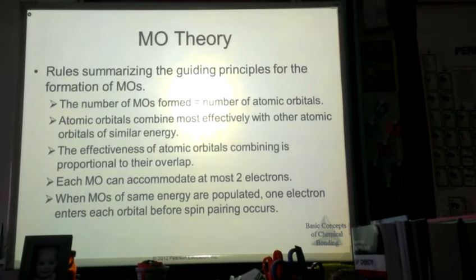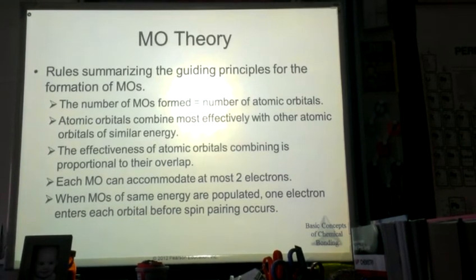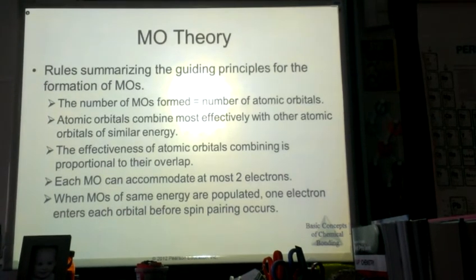Then it says the effectiveness of atomic orbitals when they combine is proportional to their overlap. So remember that balance that we talked about in the video yesterday. There's a balance of how much distance needs to be between the 2 nuclei, so that I can minimize the electron repulsion and the nuclear repulsion between the 2 nuclei. So there's a certain way that the atomic orbitals should overlap to make a molecular orbital.